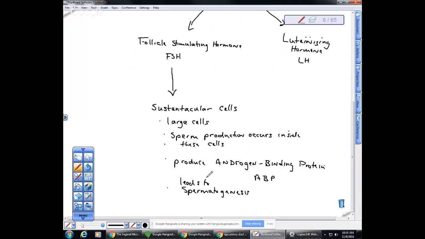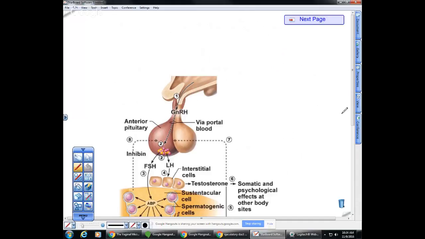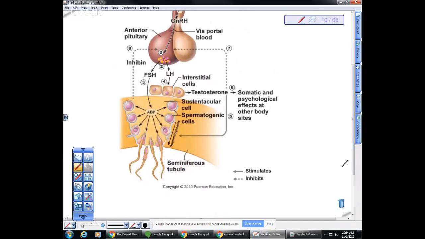Okay, so let's look at a diagram. They'll tell me if I spelled my word right. I did, oh good. Okay, so this is the seminiferous tubule. This is the entire lining of the seminiferous tubule. This is one sustentacular cell right here, right? So it's weird, it's just this large cell. And then notice how there are actually cells within that, right? And so that's the FSH coming down and binding to the sustentacular cell. Then ABP causes testosterone to be activated, and then spermatogenesis takes place.